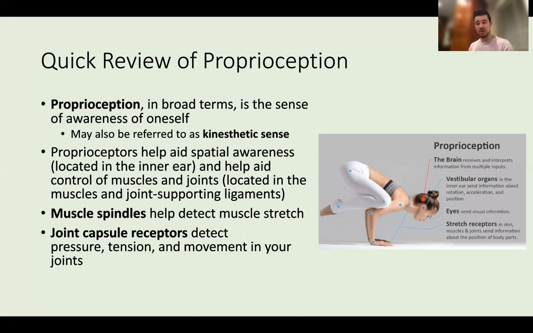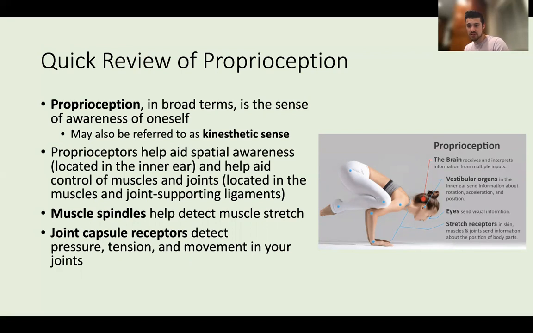So if we look to the right over here, this diagram, I thought it was really cool because it gives a really good full picture of how proprioception can work in real time. You have your receptors that are firing, but it's also a holistic integration of a bunch of different systems all at once, which usually is what any nervous response really is. So in this picture, you can see the brain receives and interprets information from multiple inputs.